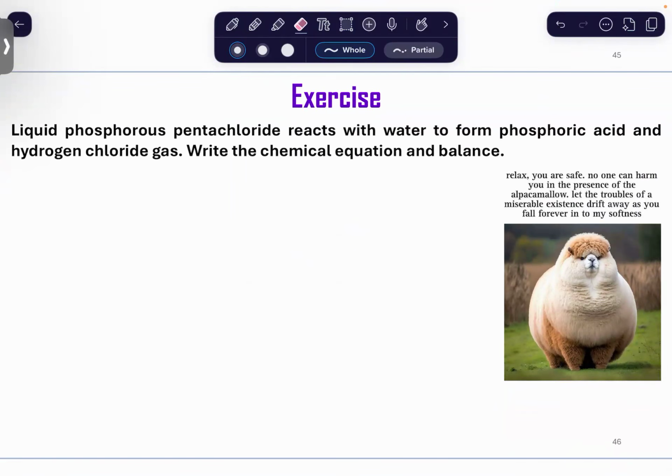So here you have liquid phosphorus pentachloride reacts with water to form phosphoric acid and hydrogen chloride gas. Write the chemical equation and then balance it. You're going to be expected to do this. Phosphorus pentachloride, PCl5, liquid, reacts with water. Liquid, do not put aqueous water.